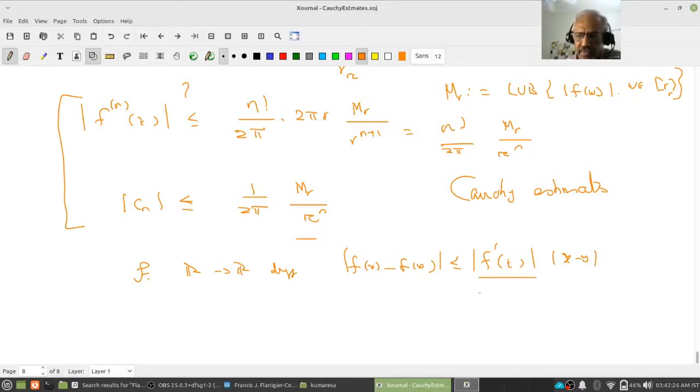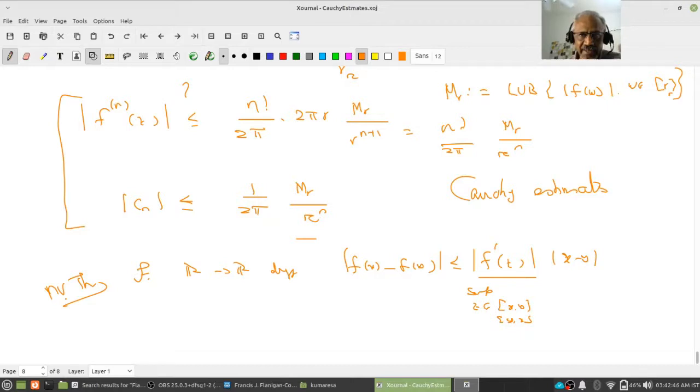So if you want, I can make it take the supremum over z in the interval [x, y] or [y, x], whichever way it is. You understand? So I can estimate the function in terms of the derivative. That's what the mean value theorem told us. That's one of the important aspects of the mean value theorem.